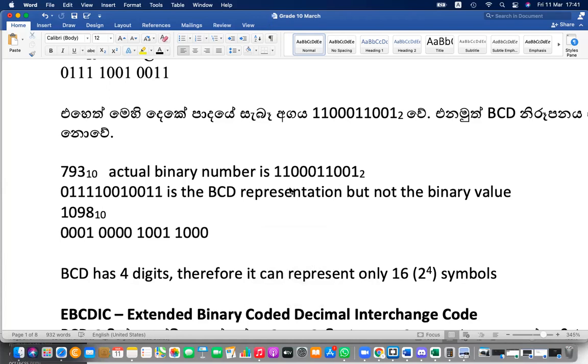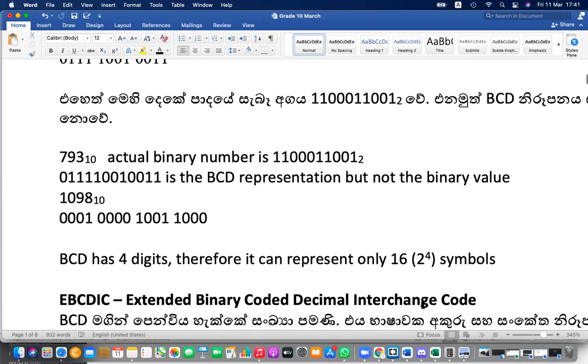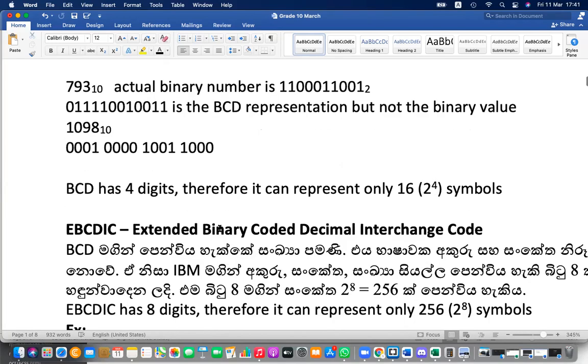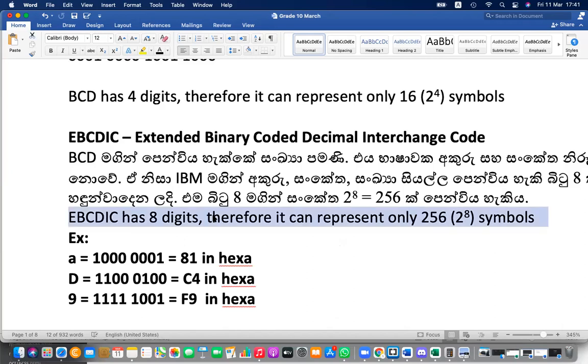BCD, how many bits? 4, sir. It's only 4. EBCDIC, extended binary coded decimal interchange code, how many bits? It's 8, right? No, it's 8. So EBCDIC has 8 bits. Therefore, representations 2 to the power 8, which means 256 symbols, right? 2 to the power 8, it is 256 symbols.